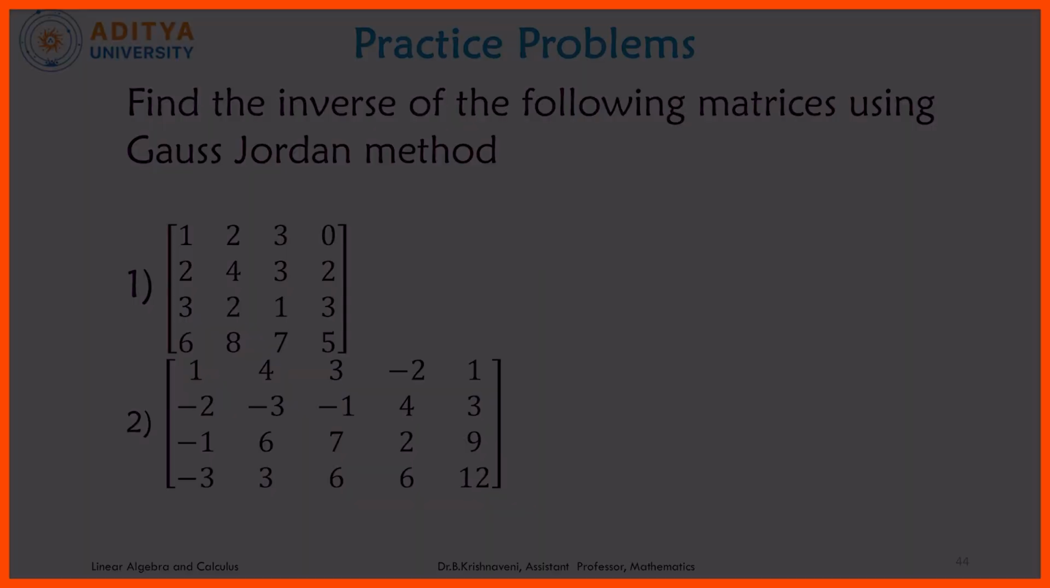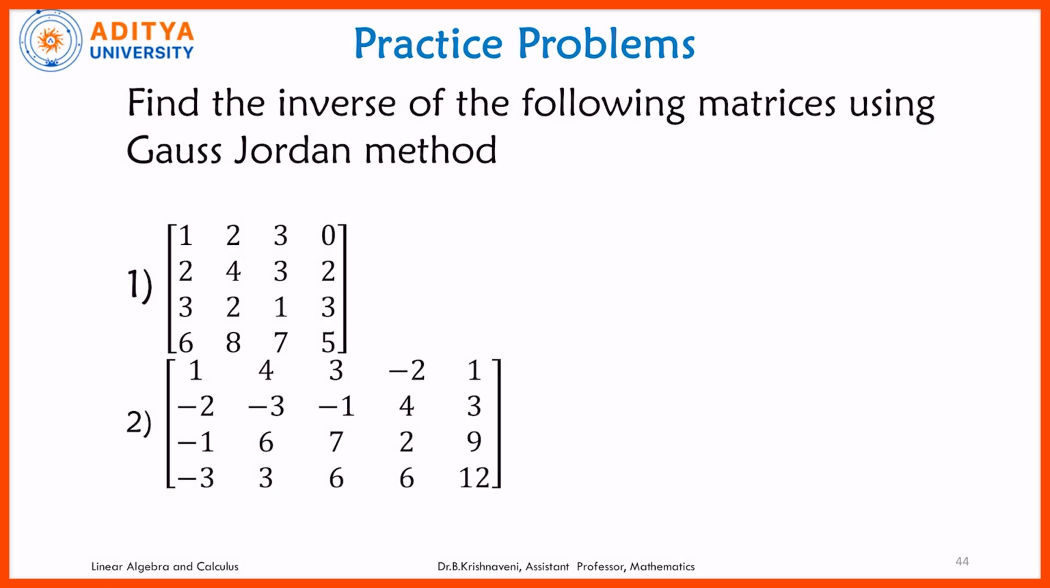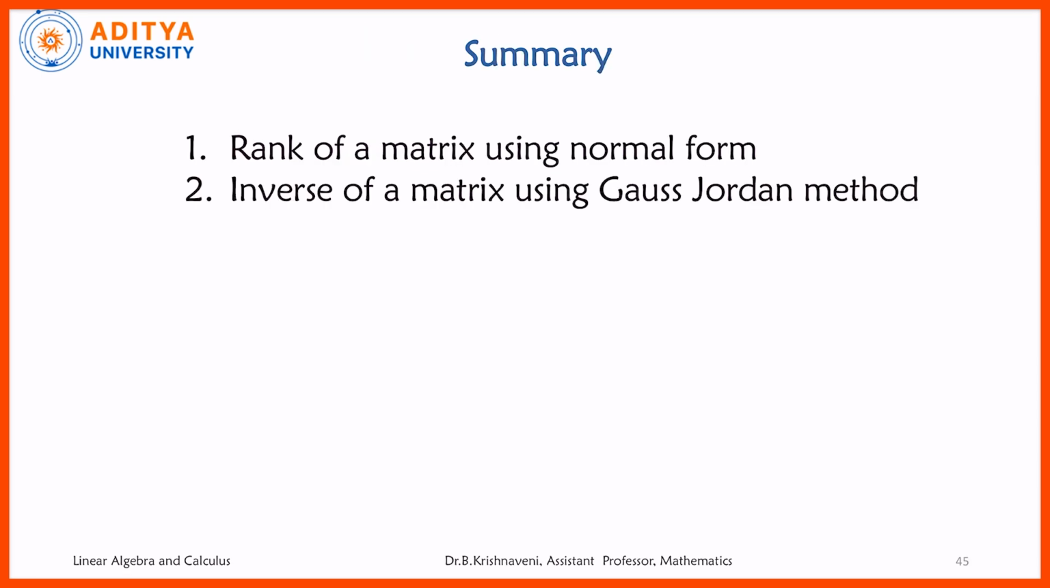This is all about the Gauss-Jordan method, and you can take this as practice to find the inverse of the following matrices using the Gauss-Jordan method. So in this lecture, what we have learnt is that we can find the rank of a matrix using the normal form, where the normal form is PAQ, and by using that you can find the rank. And the second is how to find the inverse of a matrix using the Gauss-Jordan method. Thank you.